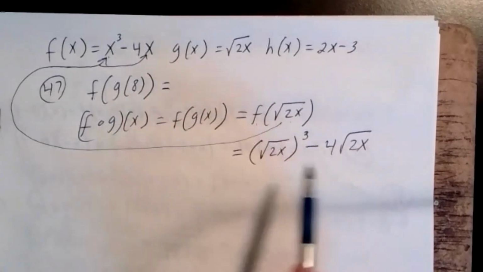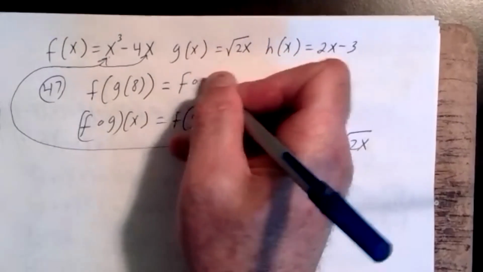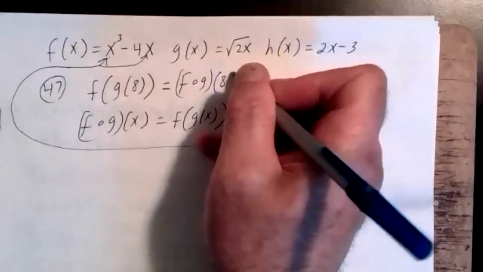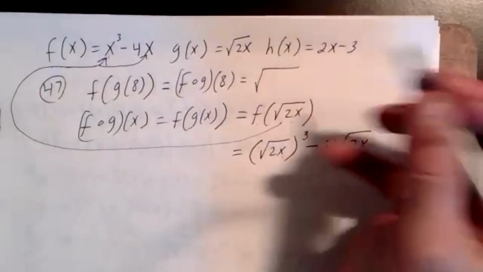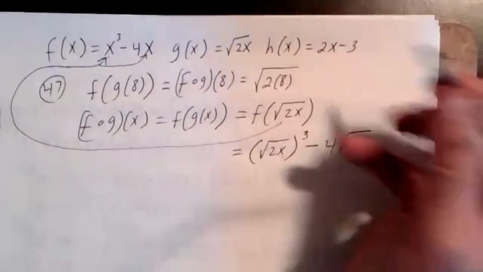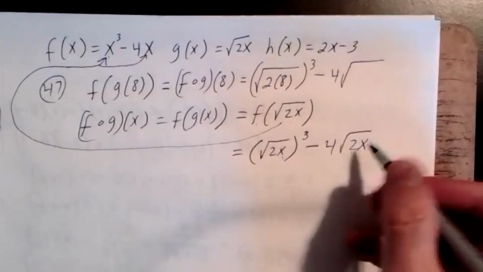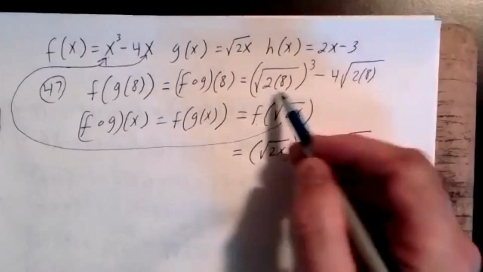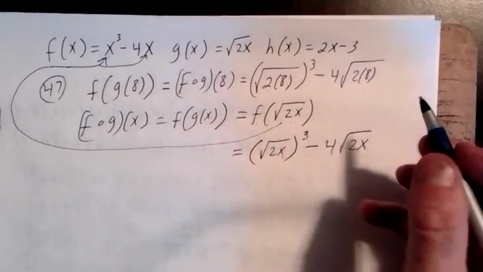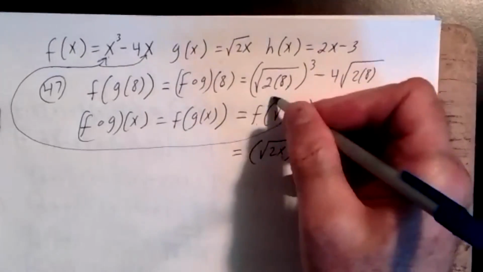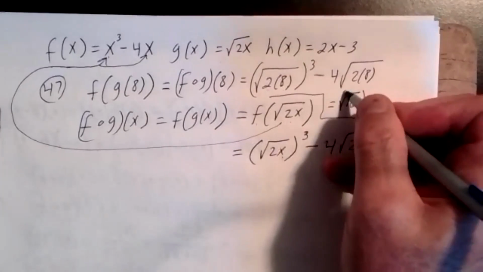And now they want you to evaluate this function at what? 8. So that's what this is saying to do. F composed with g of 8. So that means we can put 8 in here and here. So we'll have the square root of 2 times 8 cubed minus 4 times the square root of 2 times 8. And what does this evaluate to? Well, 2 times 8 is 16. The square root of 16 is what? 4. 4, and then we're going to have to cube that.